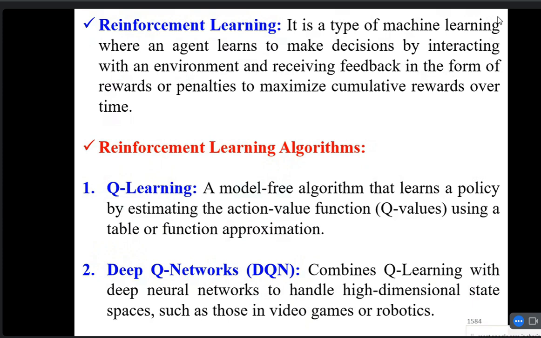We have top 10 algorithms like Q learning. It is one of the reinforcement learning model-free algorithms that learns a policy by estimating the action value function, that is called Q values, using a table or function approximation. Deep Q networks combine Q learning with deep neural networks to handle high dimensional data. When the number of columns and attributes are increasing, then it becomes complex. That is called high dimensional data.